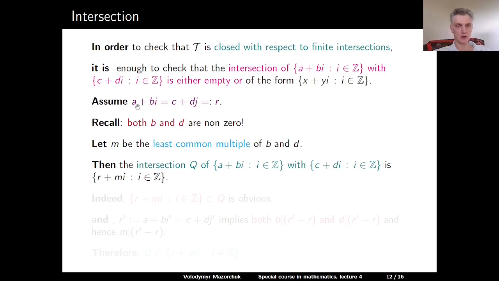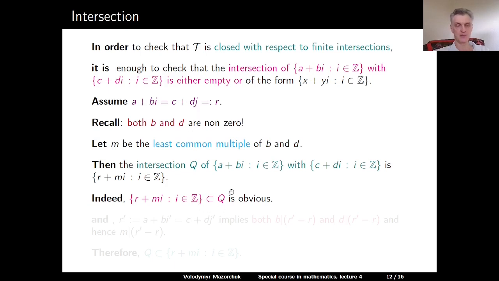r is our common integer here, and m is the least common multiple of b and d. Indeed, of course, the fact that this set r plus mi belongs to the intersection is clear. Of course, r belongs to it, and m is a least common multiple. It is divisible both by b and d. So r plus mi, of course, has the form r plus something times b, and it also has the form r plus something times d.